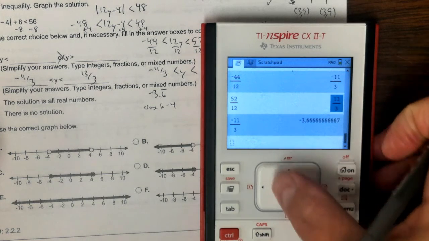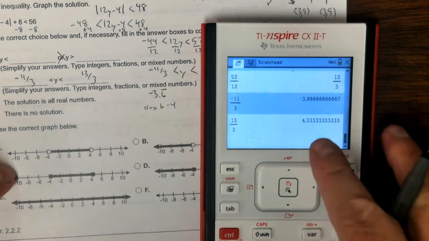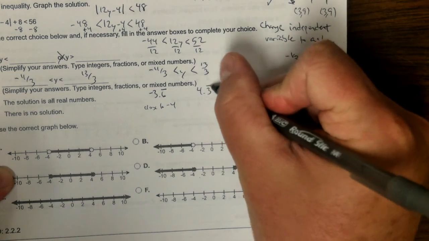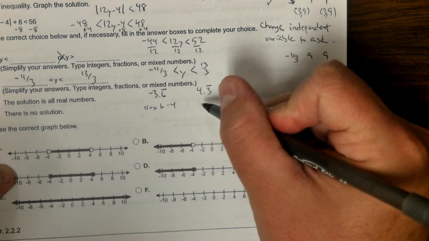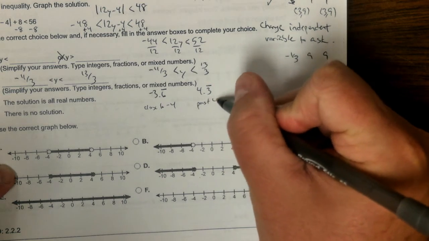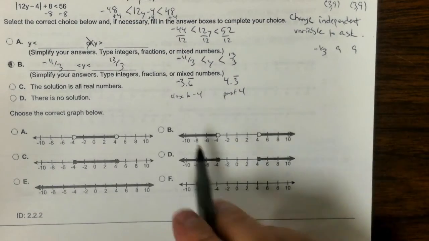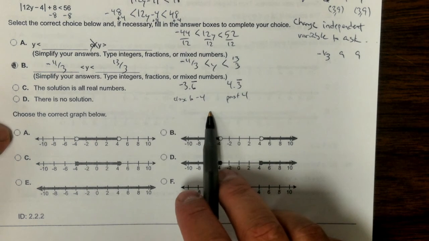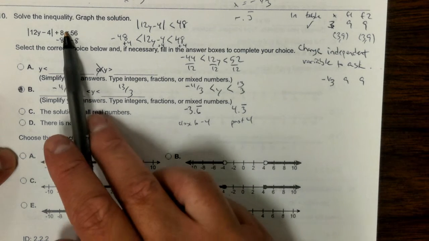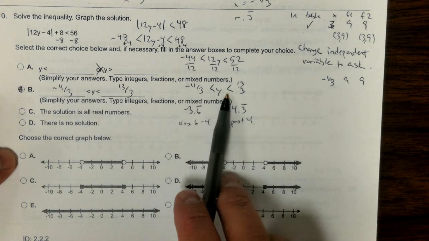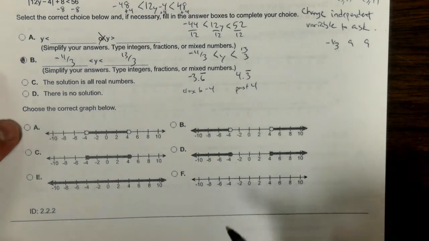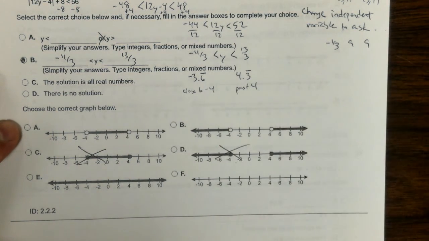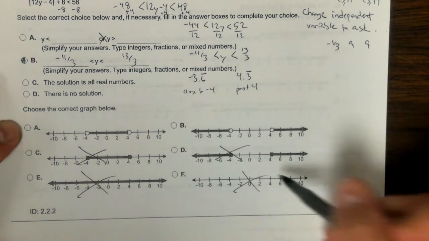And on this one, this is 4.3 repeat. So past +4. So I want to look for something that's between -4 and 4. Now also, what we noticed is this was less than, these were less than, so I can't use anything that had closed-in circles. And it's also not this one or this one.